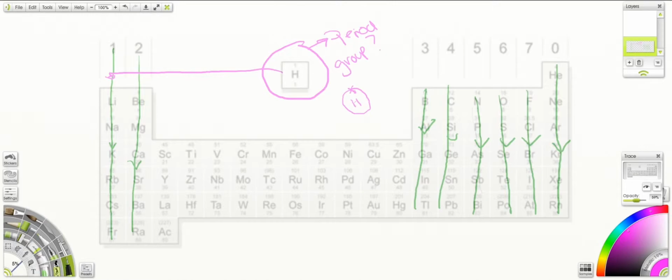However, the reason why it's floating in the middle is because all of these group 1 are metals. And hydrogen is not a metal, it's a non-metal, and it's a gas. Okay, so that's that. We've covered groups, we've covered periods, we've looked at the early periodic table.